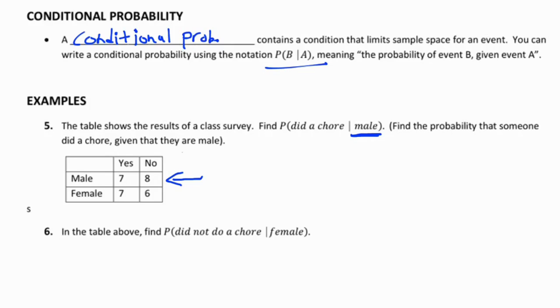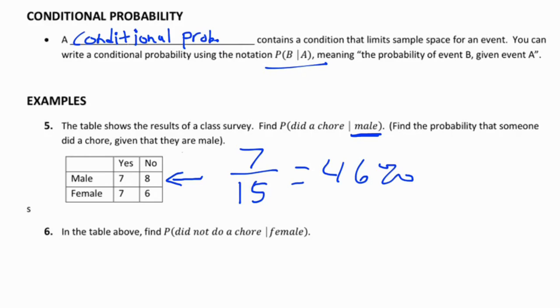So right now, we're going to add up all the males, and that's going to be my total. So 7 and 8 equals 15. And then 7 out of those 15 are going to be a yes, they did chores. So there is a 7 out of 15 chance that you're going to get somebody that did their chores. 7 out of 15 as a decimal is a 46% chance that you're going to get a male that did his chores.